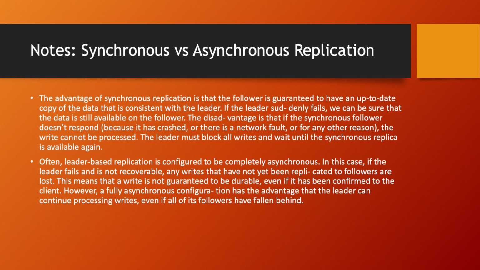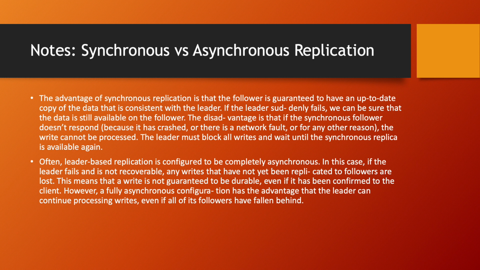The advantage of synchronous replication is that the follower is guaranteed to have an up-to-date copy of the data that is consistent with the leader. If the leader suddenly fails, we can be sure that the data is still available on one of the followers. The disadvantage is that if the synchronous follower doesn't respond for whatever reason, because it may have crashed, or there is a network fault, or any other kind of error, the write cannot be processed. The leader must block all writes and wait until the synchronous replica is available again.